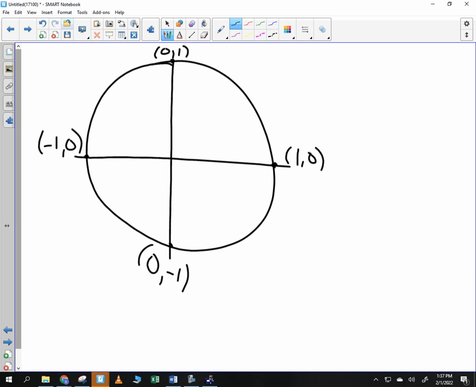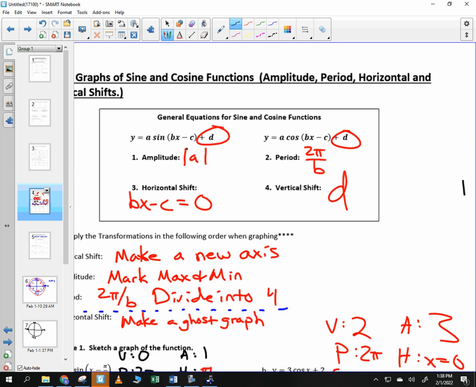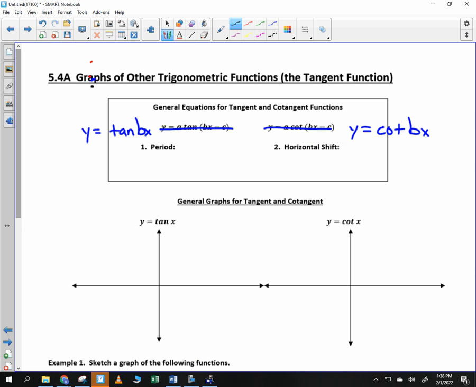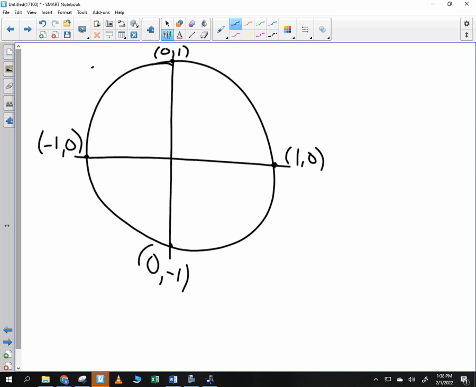All right, today our objective is to graph tangent and cotangent. Graphing tangent and cotangent is easier than graphing sine and cosine. If you look in your notes, eventually we're going to get to this spot, but for right now, I just kind of want to sit and look at the unit circle for a little bit because it's beautiful. Circle of life, here we go.